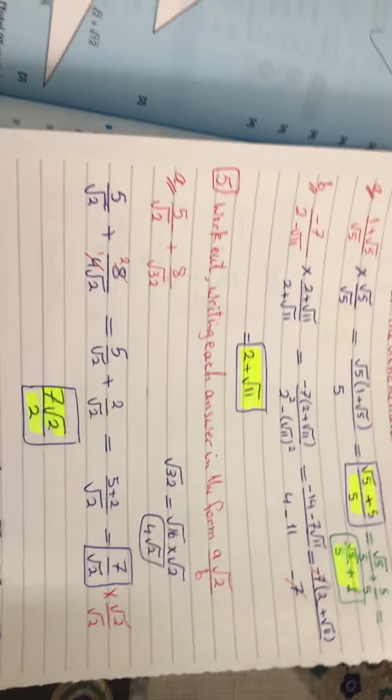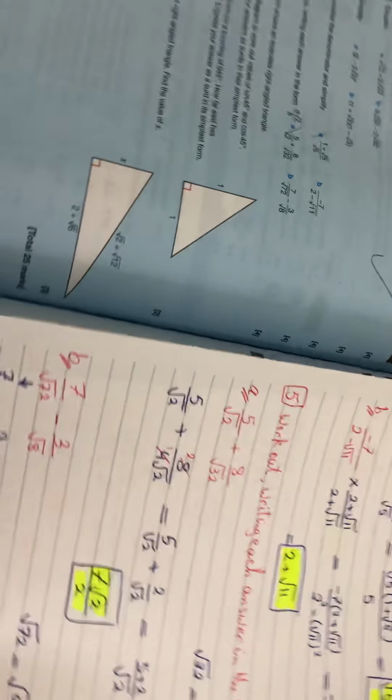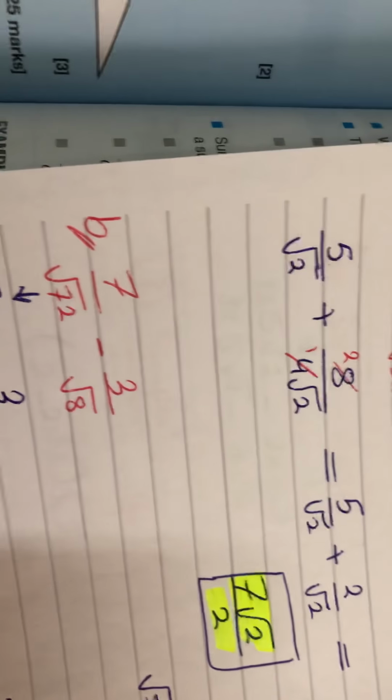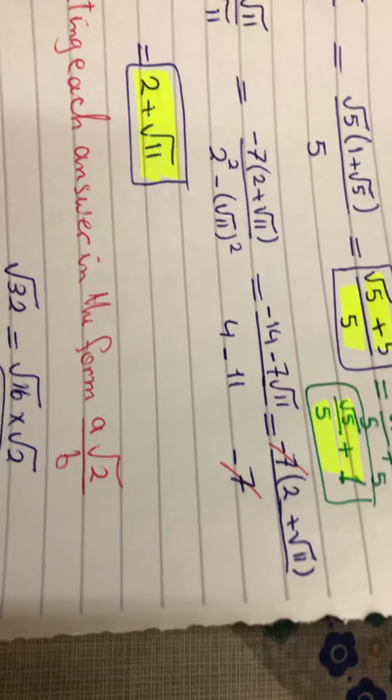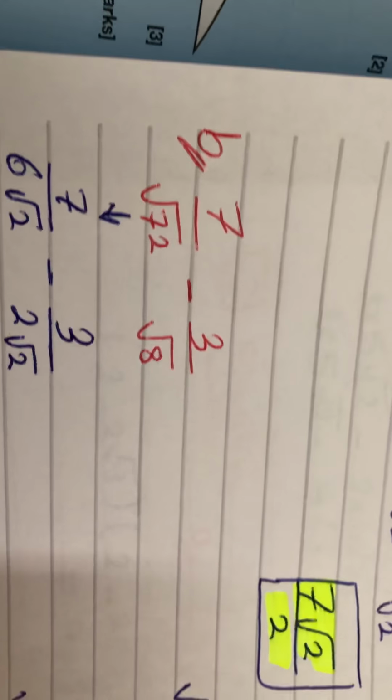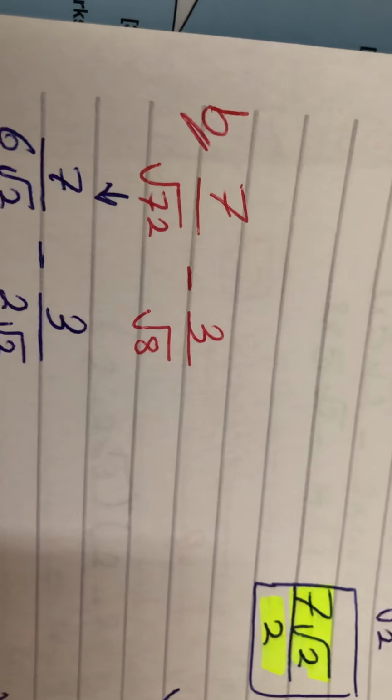Important. Now I want to find also the answer in the form of a square root of 2 over b. I have 7 over square root of 72, sorry, minus 3 over square root of 8.